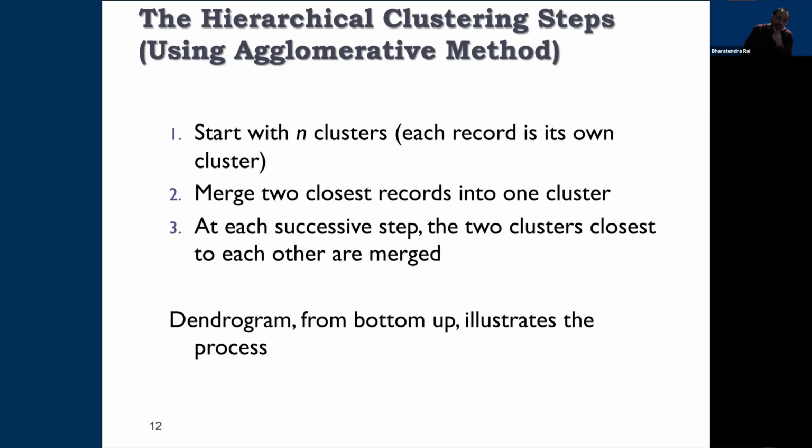So the hierarchical clustering algorithm may seem very complicated, but there are only three steps. You start with n clusters, and step two, merge the closest records into one, and keep on doing this till you reach one big cluster that has everything. And the dendrogram is the best way we can visualize this whole process.